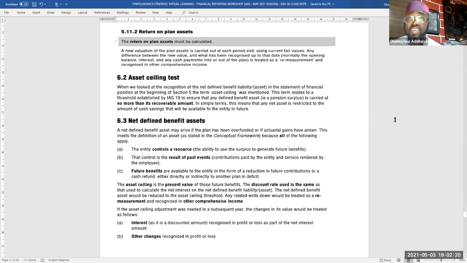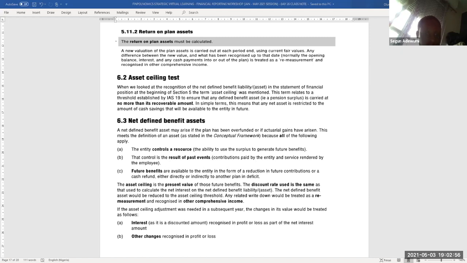Now, can you read further on net defined benefit assets? A net defined benefit asset may arise if the plan has been overfunded or if actuarial gains have arisen. This meets the definition of an asset as stated in the conceptual framework because all of the following apply. A, the entity controls a resource, the ability to use the surplus to generate future benefits. B, the control is the result of past events, contributions paid by the entity and service rendered by the employee. C, future benefits are valuable to the entity in the form of a reduction in future contributions or a cash refund, either directly or indirectly to another plan in deficit. The asset ceiling is the present value of those future benefits.